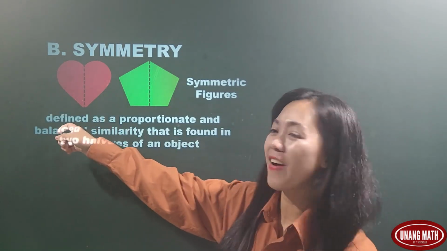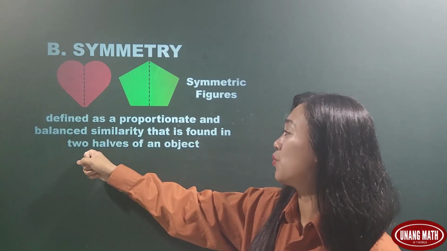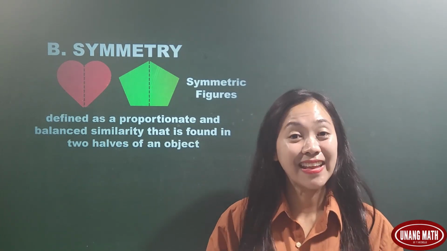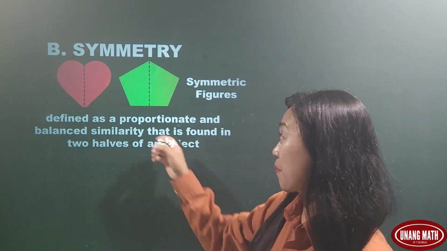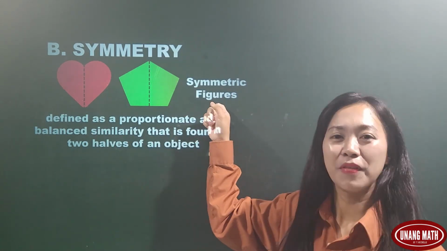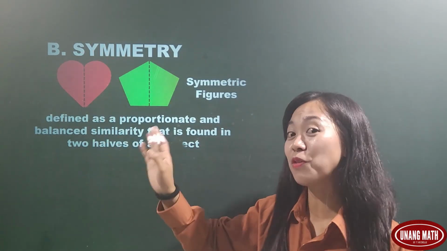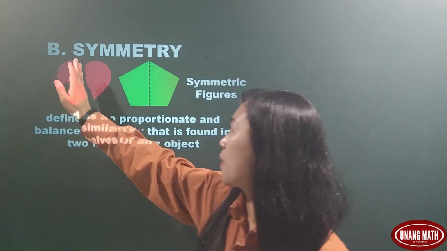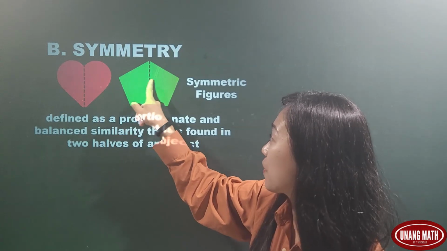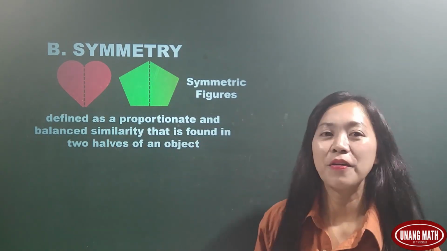Okay, symmetry is defined as a proportionate and balanced similarity that is found in two halves of an object. Okay, at ang figure na hinati or nahati sa proportionate or balanced na parts ay tinatawag na symmetric figures. Gaya ng mga halimbawa natin dito, ito ay nahati into balanced and proportionate parts. So, ang part na ito ay balance or equal lang sa part na ito. This part also ay equal lang din sa part na ito. Kaya naman, ito ay mga symmetric figures.